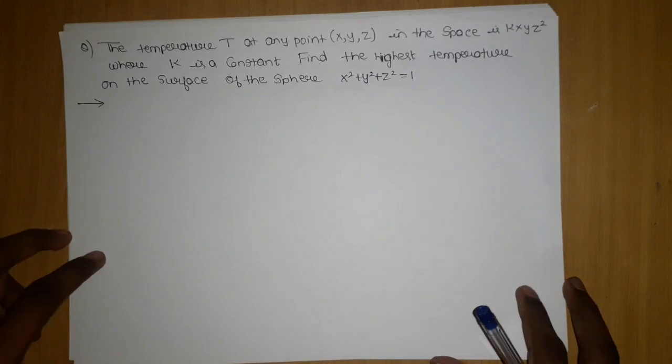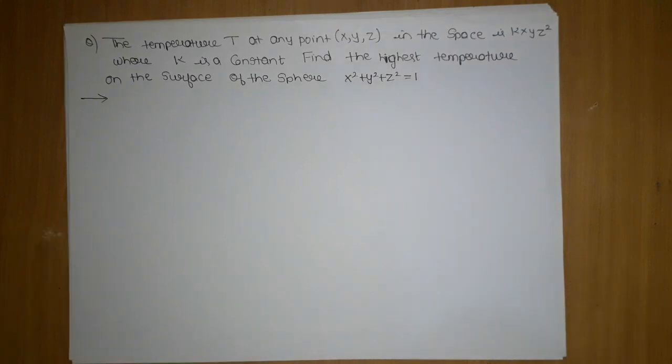The next question is: the temperature T at any point x, y, z in space is k x y z square, where k is a constant. Find the highest temperature on the surface of the sphere x square plus y square plus z square equals 1. So we can directly make out what our f of x, y, z is, and we can make out what our phi of x, y, z is.